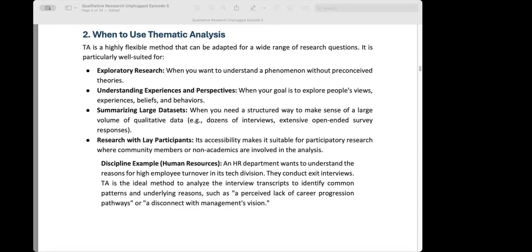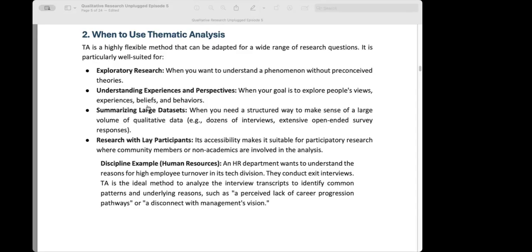Makes sense. And finally, its relative accessibility compared to some other, perhaps more philosophically dense qualitative methodologies makes it very suitable for research with lay participants. Oh, interesting. How so? Well, this is particularly relevant for, say, participatory research designs, where community members or non-academics might be actively involved in the analysis process itself. The steps of TA are generally intuitive enough that they can be learned and applied collaboratively, fostering a more inclusive and democratic research environment. It sort of democratizes the analytical process, making it less opaque. That accessibility point is really important.